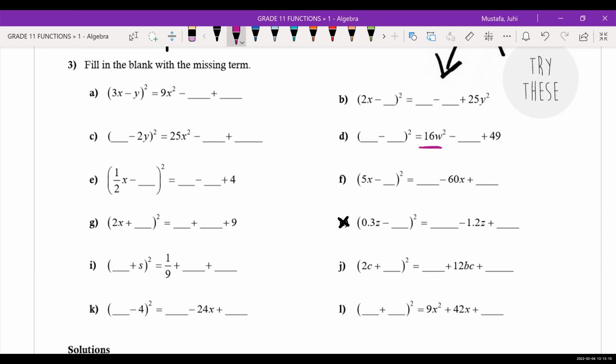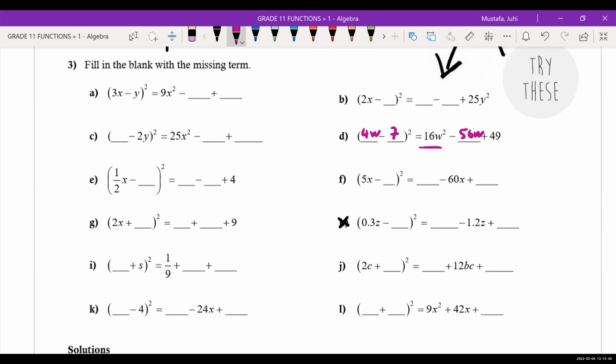Rubaru? This is going to be 4w. Good. And then what two numbers must you have multiplied to give you 49? Tanita? 7. And then how do you get the middle number? Well, you're just going to do 4w times 7, which is 28, times 2, which is going to give me 56w.